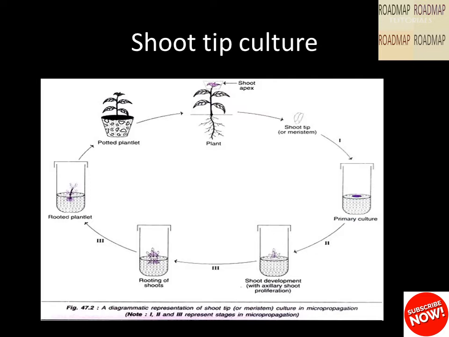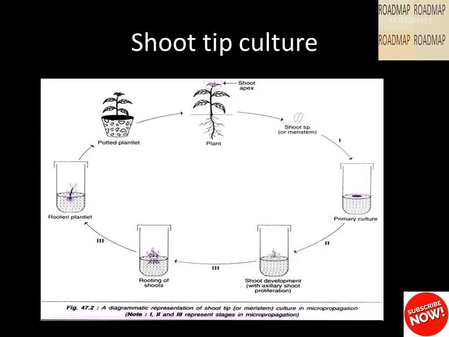This is opposite to shoot formation, since a high level of cytokinin is required in stage 2, so the stage 2 medium and stage 3 medium should be different in composition. In stage 2, high levels of cytokinins are added. But in stage 3, a low level of cytokinin and a high level of auxin is used.